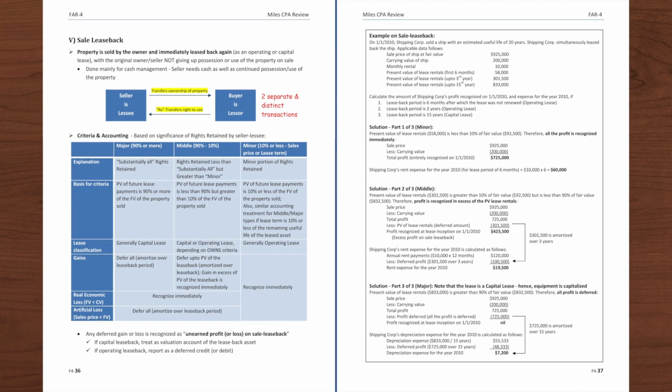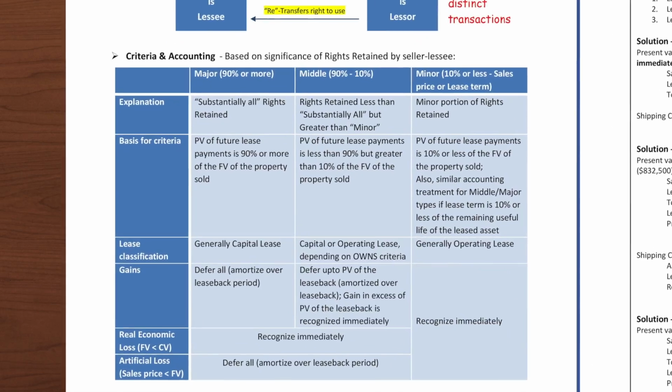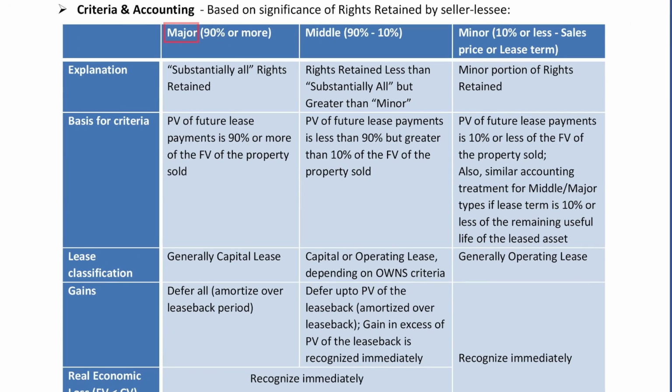Back to page 36. We got a table comparing the criteria and accounting for all the types of sale lease back. Now this could be, put a box for major, it could also be, box middle, and the third one, put a box around minor. Now it is a major sale lease back if the present value of future lease payments is, highlight, 90% or more of the fair value. Now in this case, the N of owns criteria is always met. So this one is, highlight, capital lease.